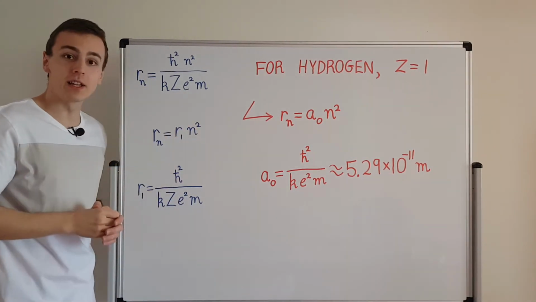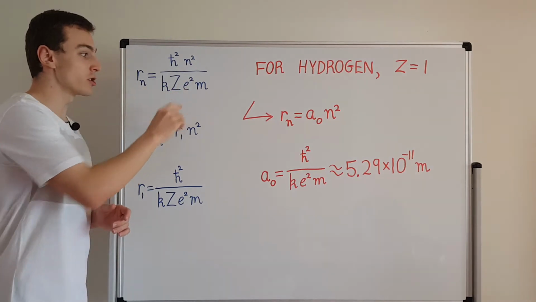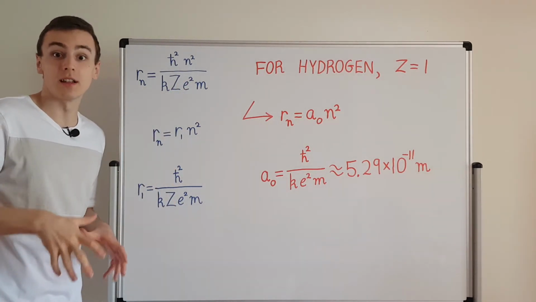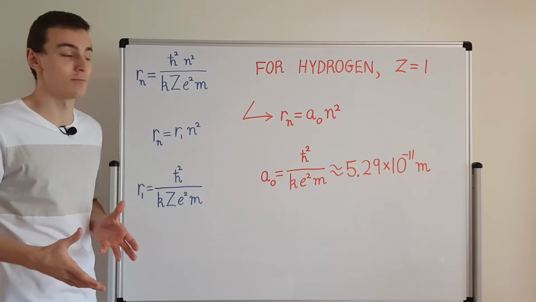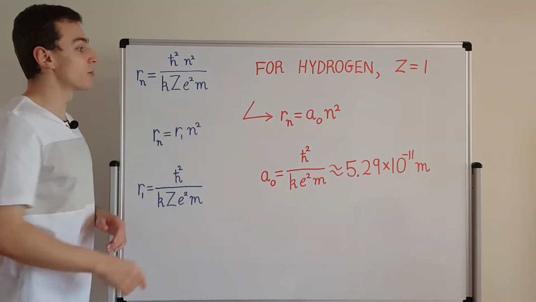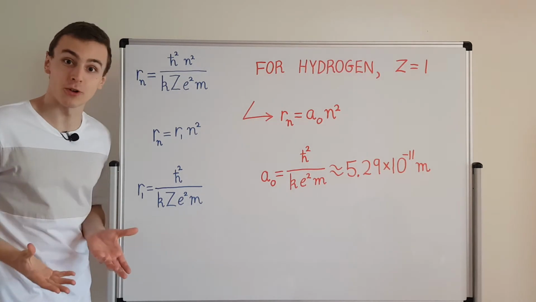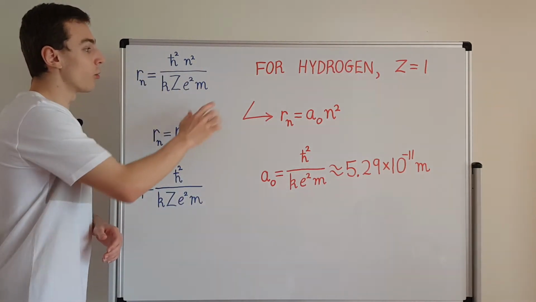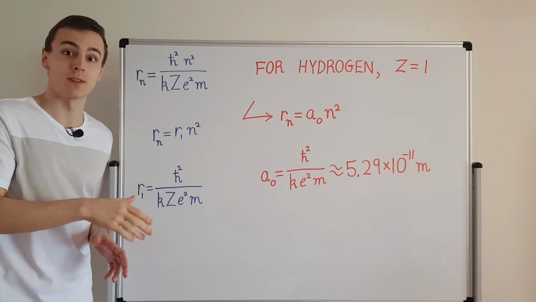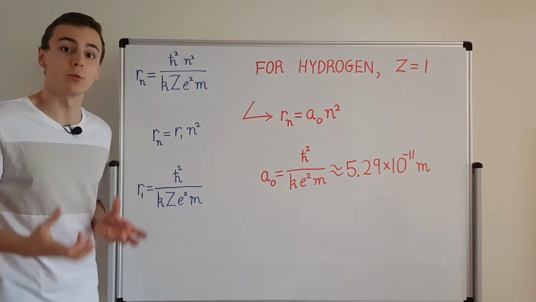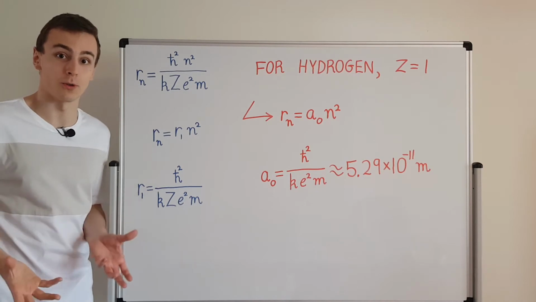E is the charge of the electron, and it's actually squared, so we don't care about the sign. But the electron has a negative charge, and the protons in the nucleus, they have a positive charge. This M over here is referring to the mass of the electron. So these are all clearly stated in the derivation in the previous video, where we derive an expression for the radius for the Bohr model.